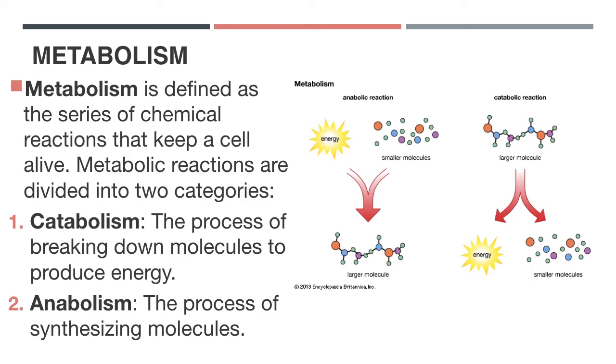Before I get to that, just a basic definition of the process of metabolism. Metabolism is a series of chemical reactions that help keep a cell alive. And there are two basic types of metabolic reactions. You can have a catabolic reaction, and that's where molecules are broken down in order to produce energy. And you can have an anabolic reaction, and that's the process of building or synthesizing molecules. And both of these things occur in the human body. We break down glucose molecules in order to produce energy, but we also use energy to take smaller molecules and build bigger molecules.